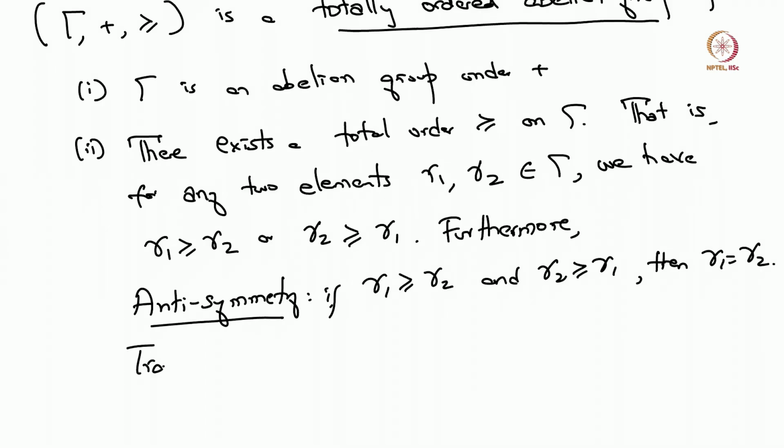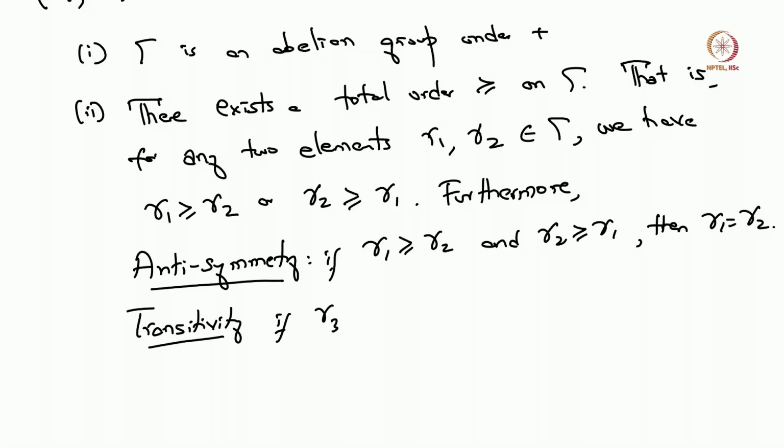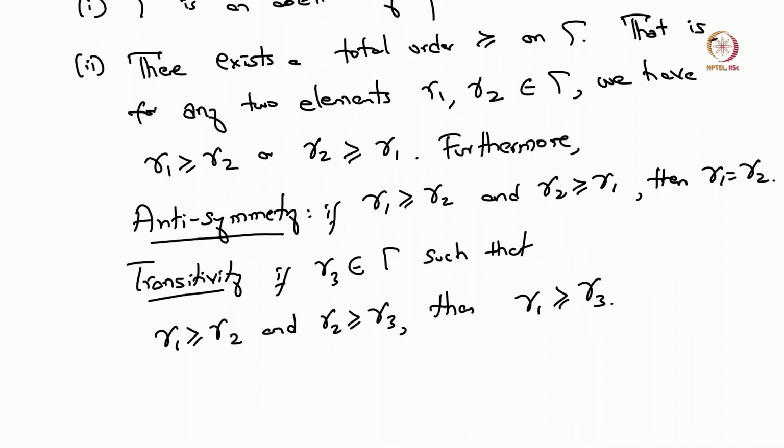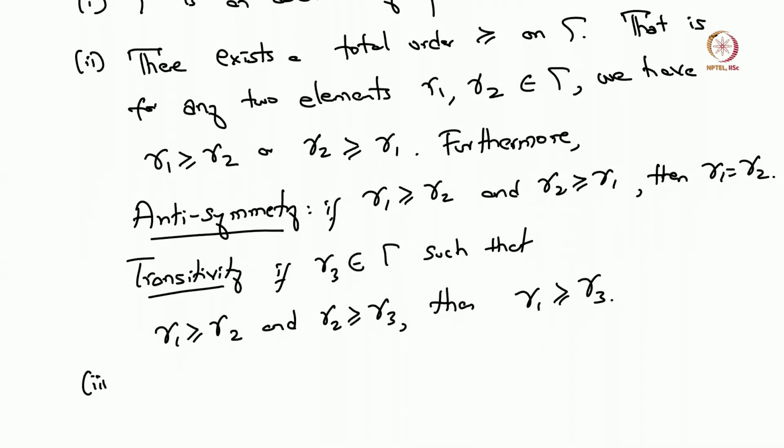And we have this transitive notion that if this third element gamma 3, and suppose we have this property that gamma 1 is larger than or equal to gamma 2 and that gamma 2 is larger than or equal to gamma 3, then what we have is that gamma 1 is larger than or equal to gamma 3. Okay, these are the properties satisfied by this ordering greater than or equal to.